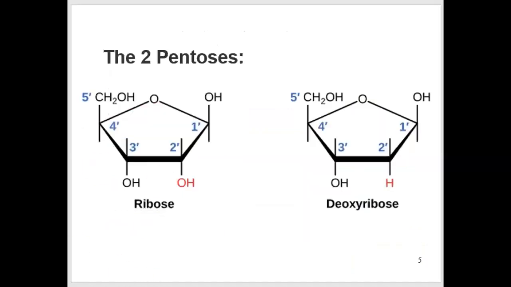The 2 pentoses that I mentioned, ribose and deoxyribose, you've seen before. They're very similar, only differing by the presence or absence of an oxygen at carbon number 2. So recall that deoxyribose does not have an oxygen bound to carbon 2.